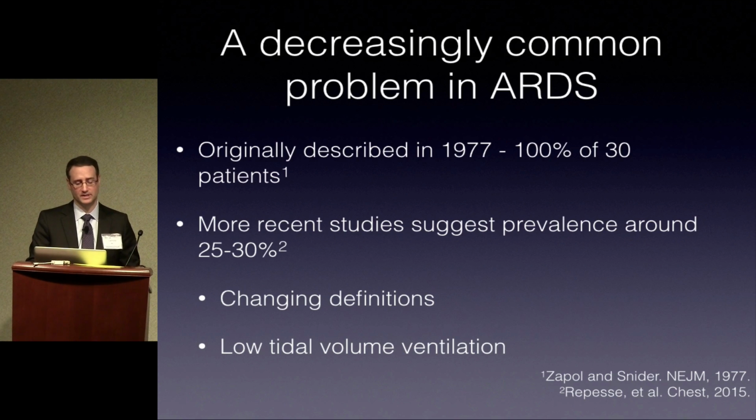Now, they've had a number of studies since that time looking at the prevalence, and most of the more recent studies have shown a prevalence on the order of 25 to 30%. And some of this is related to the fact that it's not 1970 anymore. We're doing a lot of things differently now than we did before, and maybe some of those things are impacting the development of significant right heart dysfunction and pulmonary hypertension.